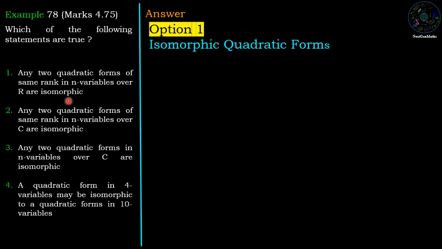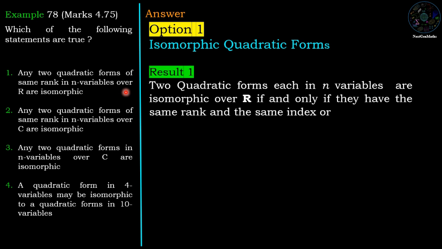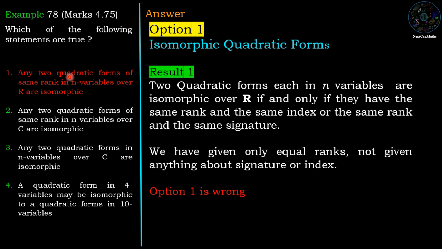So for that we recall some results associated with the isomorphism of two quadratic forms. First result: two quadratic forms each in n variables are isomorphic over R if and only if they have the same rank and the same index, or the same rank and the same signature. So the first statement, any two quadratic forms of the same rank in n variables over R are isomorphic, is an incomplete statement because it doesn't say anything about the same index or same signature of the two quadratic forms. Therefore it is incorrect. So option 1 is wrong.